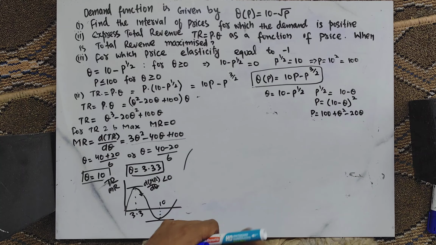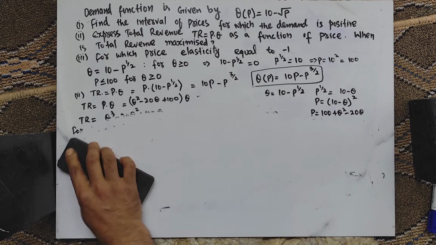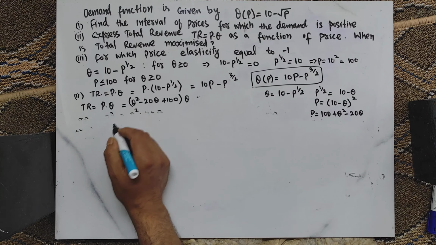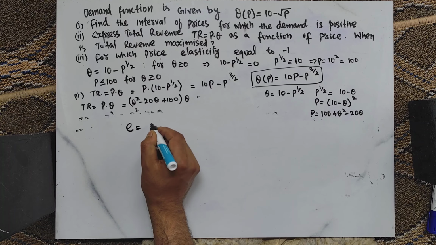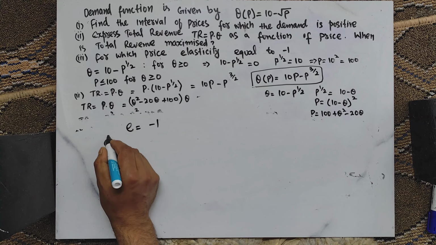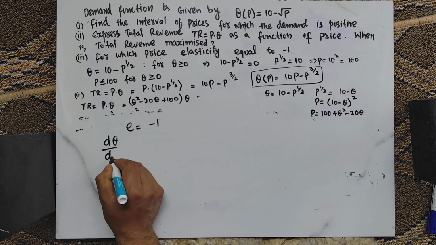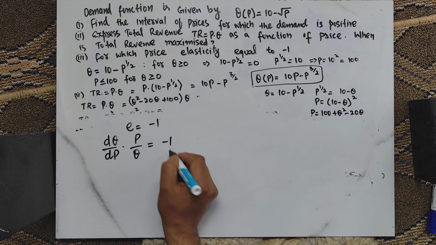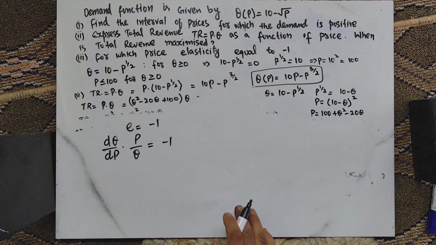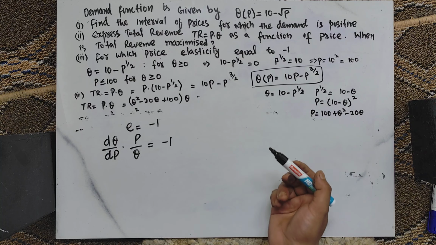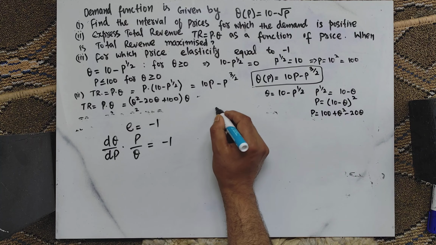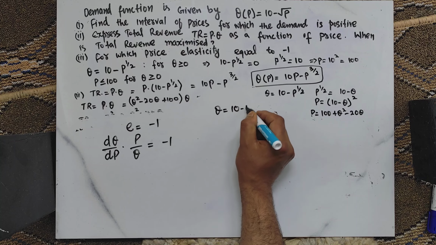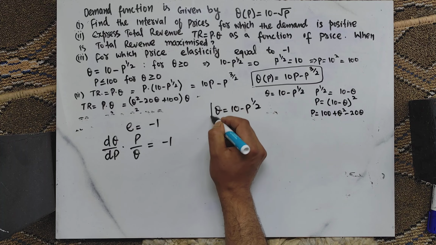Now for elasticity to be equal to -1, we know elasticity is the change in output due to the change in price, times price upon output, which should be equal to -1. So we are supposed to find dq upon dp. We have q is equal to 10 minus p raised to the power 1 upon 2. This is our demand function.